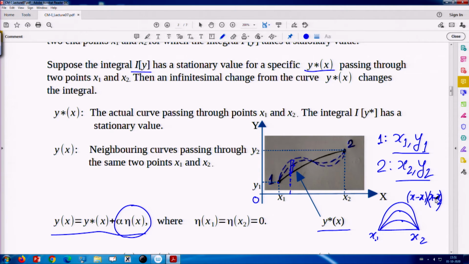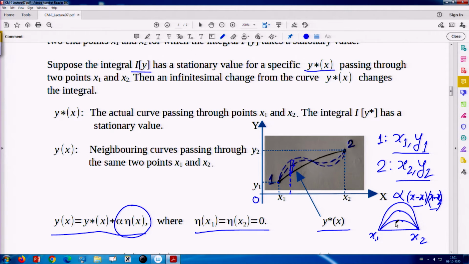So, it passes through both the points. At both the points this function will have 0 value, since all the possible curves have to pass through points 1 and 2. So, this arbitrary function that we are choosing must vanish at end points. Let us say I choose a parabola, then I can multiply with a parameter and I can change the value in between. So, I also require a parameter.